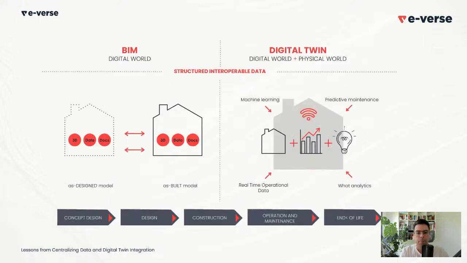And if we want to get deeper into this concept, a BIM model is mostly used for the concept design phase and construction, but a digital twin is mostly used in the operation and maintenance and end of life of the building, where you can do things like predictive maintenance, real-time operation, etc.